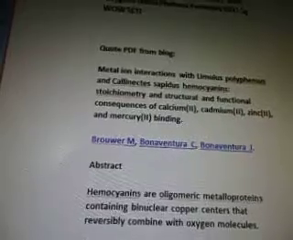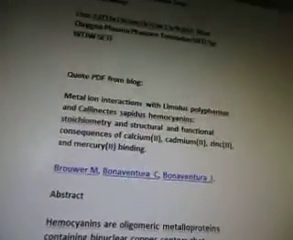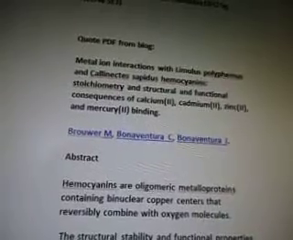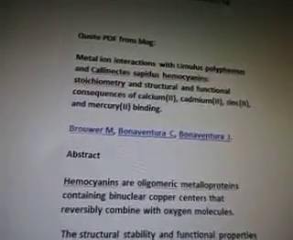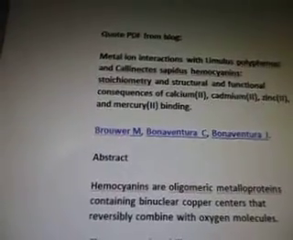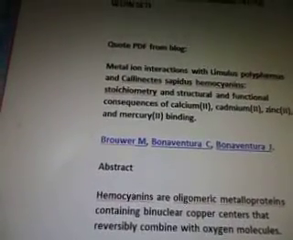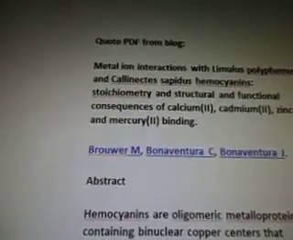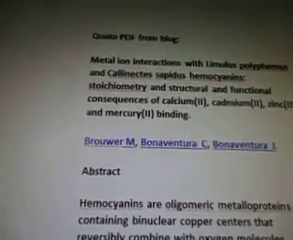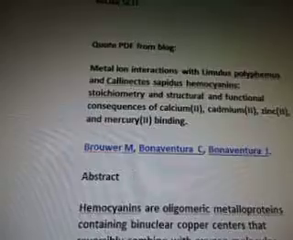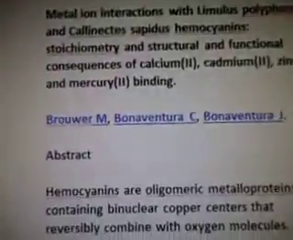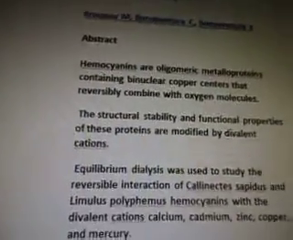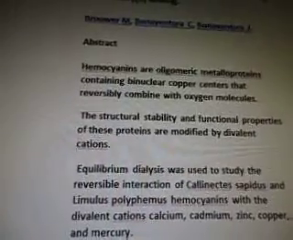This is a metal ion interactions with Limulus. There's our L word. We found it. Limulus. I'm going to add that to my other formula. Okay, Limulus polyphemus and Callinectes sapidus hemocyanins, stoichiometry, and structural and functional consequences of calcium, cadmium, zinc, and mercury binding. Where do you guys come up with these words? Oh boy. Hemocyanins are all. I did not look up all these words. I didn't think it was necessary yet.